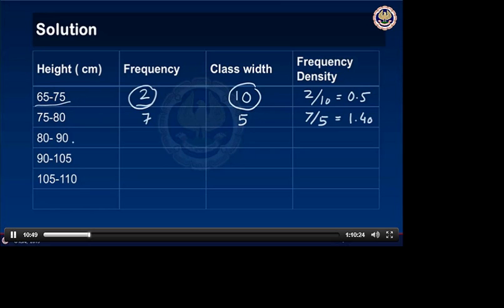So between 80 to 90, there are 21 students. And the class width is 10. That is between 80 to 90. So then the frequency density will be 21 divided by 10. So it will be 2.1.